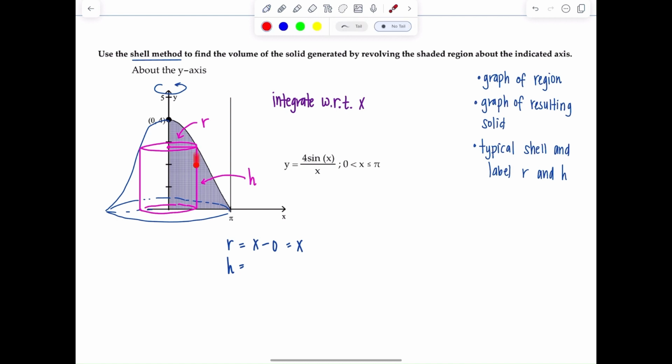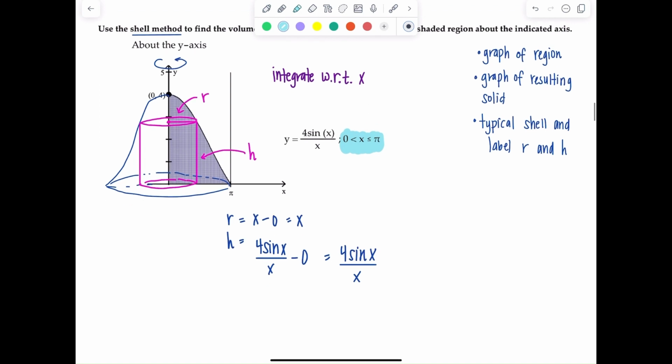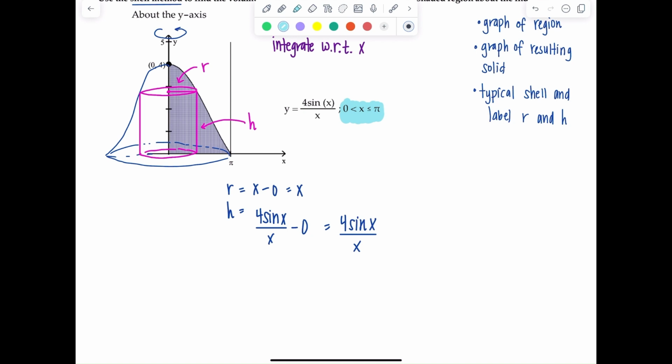What about the height? Now the height will involve the function that bounds the region. Top minus bottom. What's bounding the height on the top? This function right here, 4 sine x over x. What's bounding the height on the bottom? y equals 0. So this is 4 sine x over x minus 0, which is just 4 sine x over x. And then look, it's our lucky day. They already gave us that the region's bounded from 0 to pi, so we're ready to set up our integral. And it's in terms of x, so that's already a big clue. We should probably integrate with respect to x if you were just totally lost.